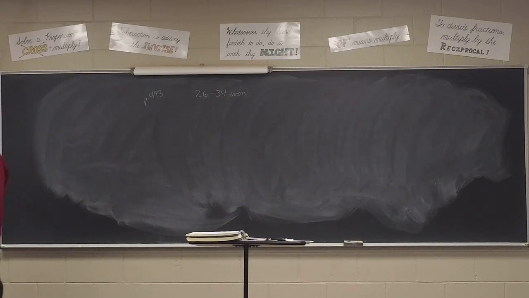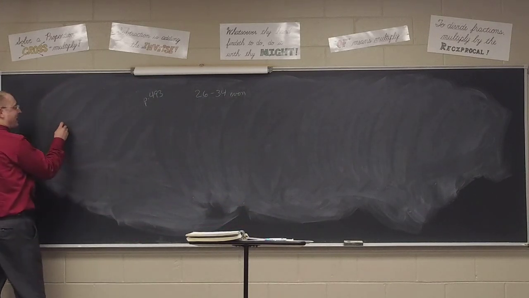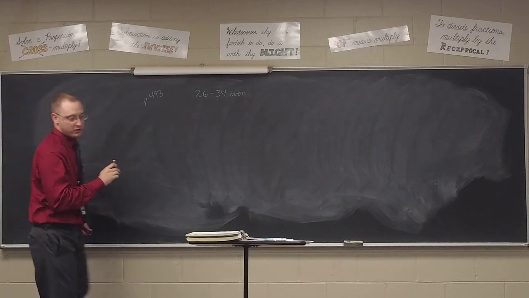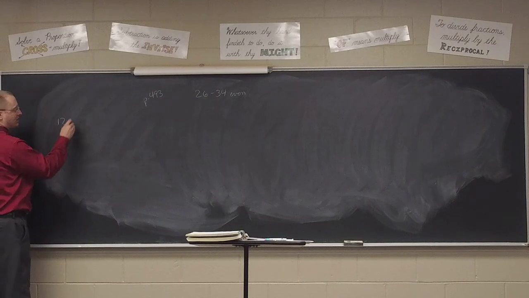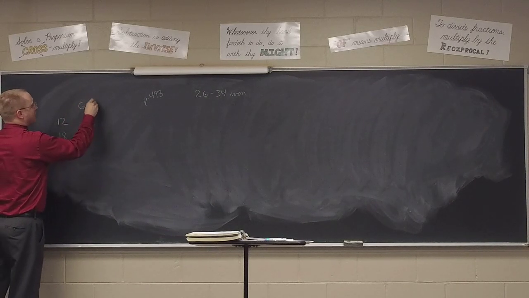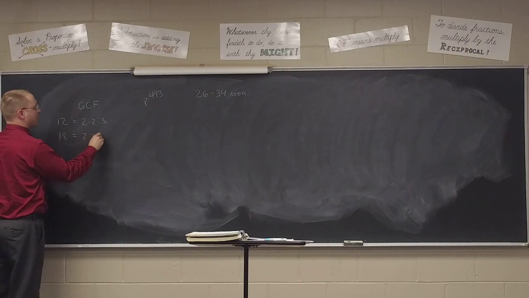Do we remember greatest common factor, least common multiple? Remember greatest common factor, if we had, for instance, let me make sure I'm not using numbers they give you. Perfect, okay, so let's say we had 12 and 18. For the greatest common factor, you start by factoring this: 2 times 2 times 3, 2 times 3 times 3.